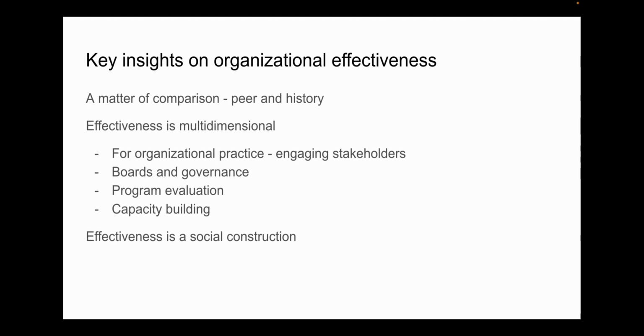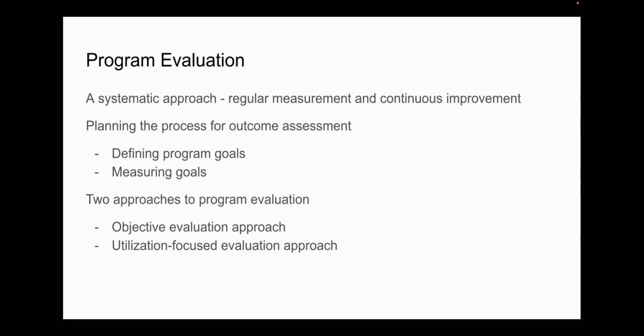Now, this is important because without understanding effectiveness, it's very hard for us to understand how to conduct program evaluation. Now, what is program evaluation anyway? Program evaluation is a systematic approach to regularly measure the effectiveness of specific programs and to continuously improve based on the evaluation or measurements. So this is actually a process instead of a one-shot thing. You need to plan the process for outcome assessment, because that will help you build upon the assessment and continuously improve. To do that, as we said, first we need to define the goals of the programs and measure those programs. You need to come up with some criteria.